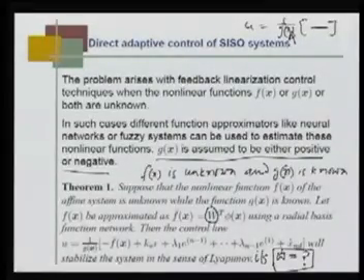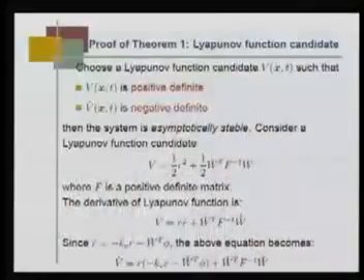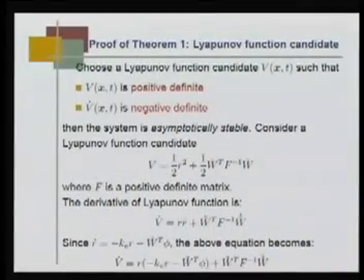This is the question. So, choose a Lyapunov function candidate V of x, t such that V is positive definite and V dot is negative definite, then the system is asymptotically stable. Now, consider a Lyapunov function candidate for this affine system: V is half R square, where R is the filtered tracking error, plus half W tilde transpose F inverse W tilde, where F is a positive definite matrix.